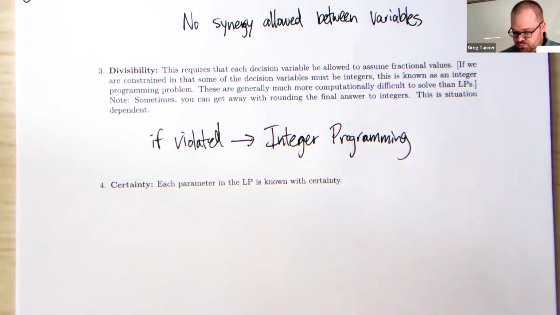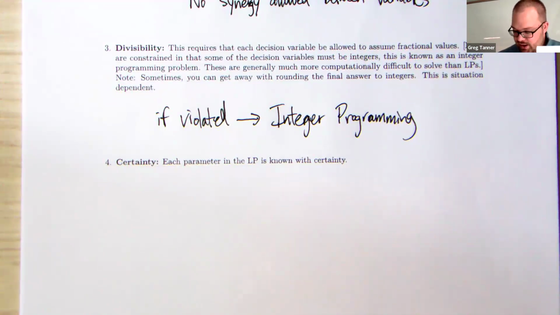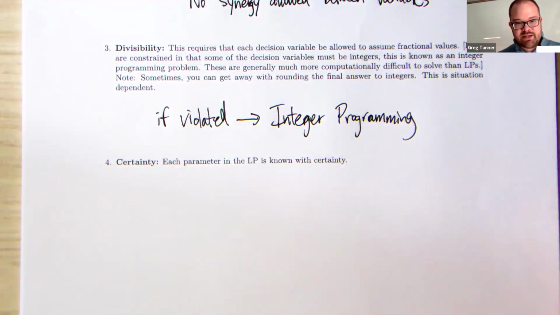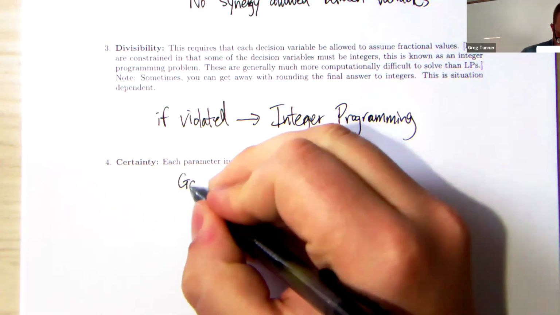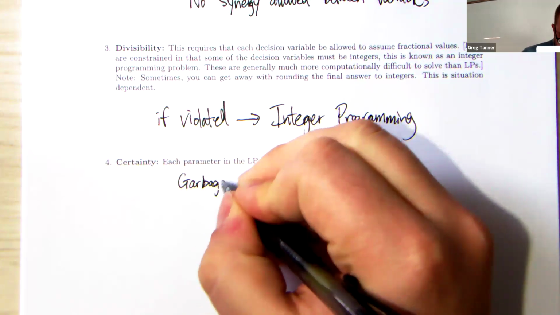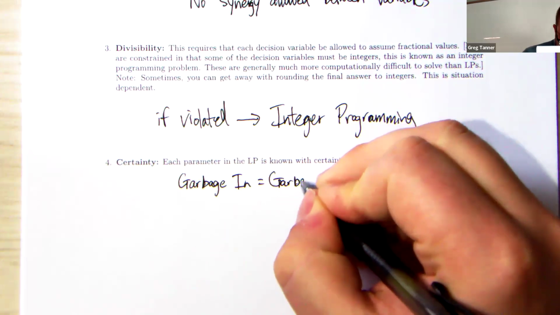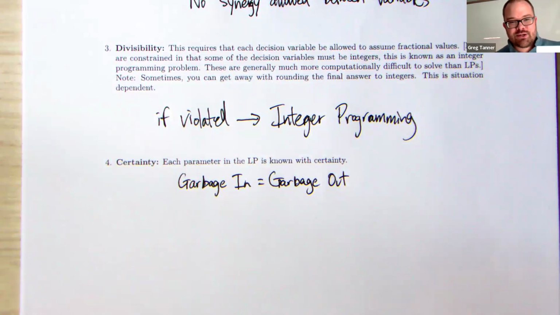linear programming. And then the last one is the one that usually we actually never have in truth, which is certainty, that we know for certain each parameter in the LP, right? This one is essentially pointing out to you that garbage in equals garbage out. And so if there is uncertainty, or the degree to which there is uncertainty, or that we are fudging or guessing at the values, has an influence on the output.